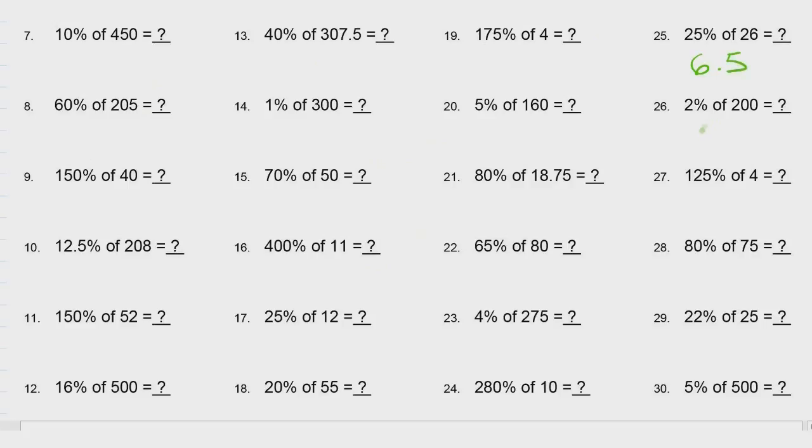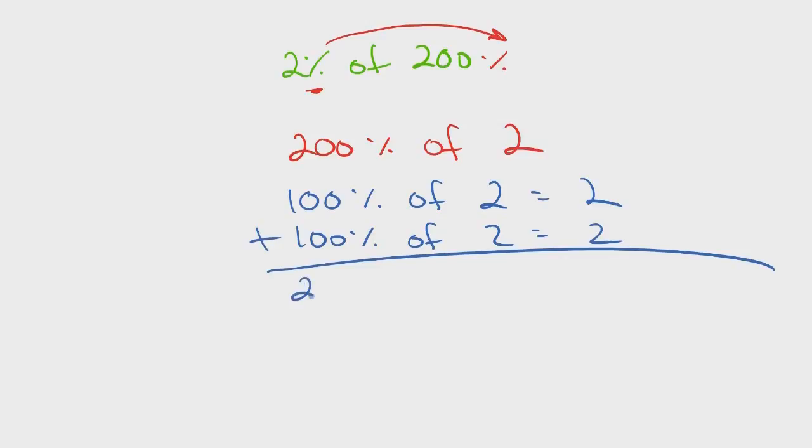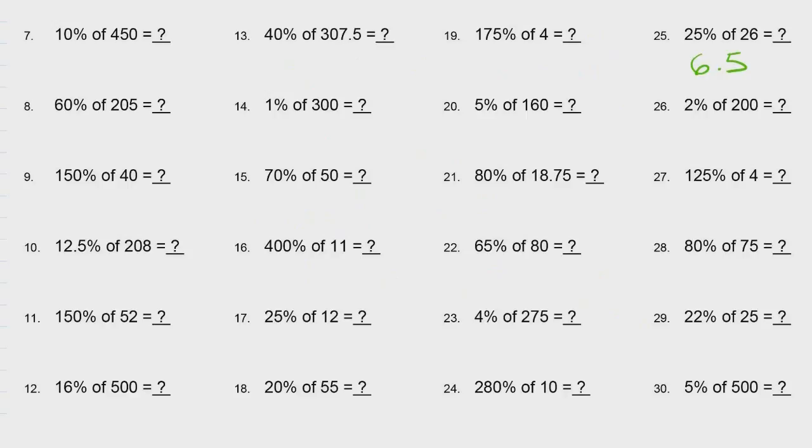Next one, you have 2% of 200. For problem 26, 2% of 200. Well, check out this percent. Why don't we just send it over here and say we have 200% of 2. You know that 100% of 2 equals 2, and another 100% of 2 equals 2. And 100% plus 100% is the 200% we need. 200% of 2 must equal 4. 2% of 200 is actually 4. The answer for number 26 is 4.